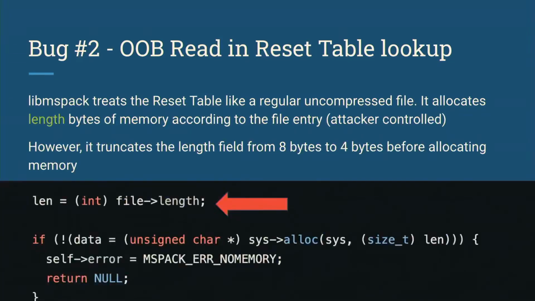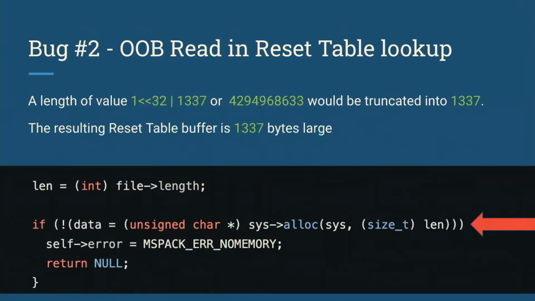So we can see this here in the code, file length, which is an arbitrary attacker value. It's unchecked. There's no real checks on it. It just relies on the fact that if this was an absurdly large file, it would just fail the allocation. So that's kind of the only check that was done on it. But here it is truncated to a 4-byte integer. So let's say we set this value to 1337, but we set the 33rd bit, which would result in a very large value.